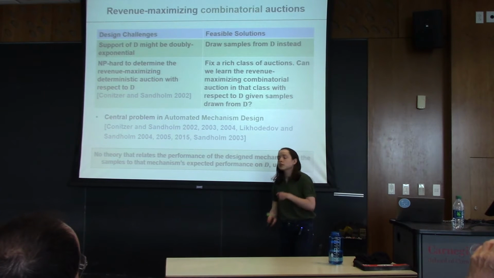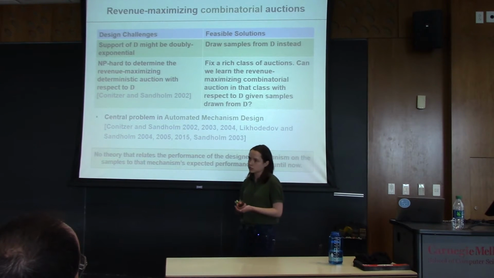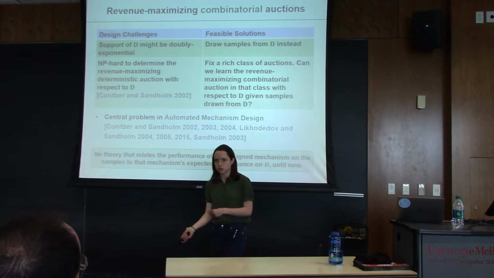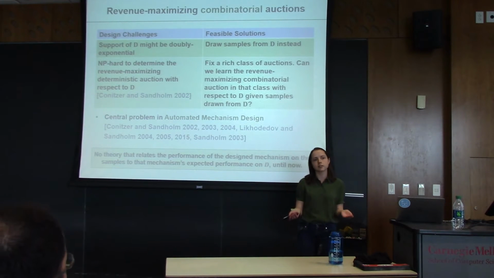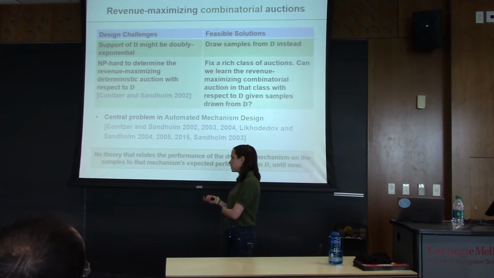But until now, there was no theory that related the performance of those auctions on a sample to their expected performance over the distribution. So it could be that you did this search and the best auction over the sample did very badly on the distribution.